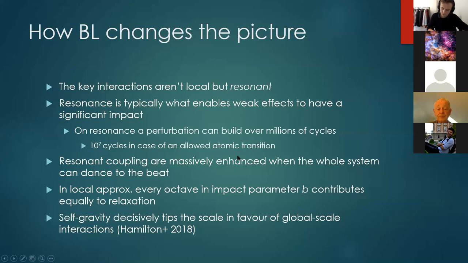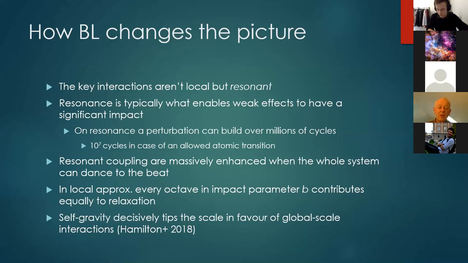And so that's one important point. The coupling is not local, but resonant. It doesn't pick out stars which are near each other. It picks out stars which are resonantly coupled, resonantly interacting. And the resonant couplings are massively enhanced where the whole system can dance to the beat that these two stars are operating at.